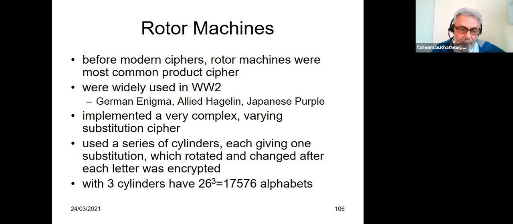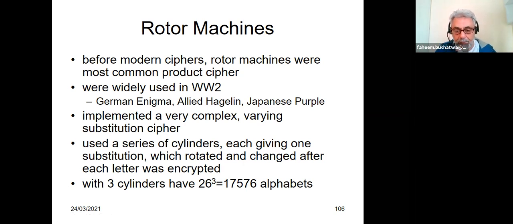It implemented a substitution cipher, and it was varying. It wasn't monoalphabetic. It used a series of cylinders or gears, and if you put them together in a certain way, in a certain position, they make contacts of certain electric switches or electric circuits, and they generate a certain light or certain characters for encryption and decryption. And they use keys as well.